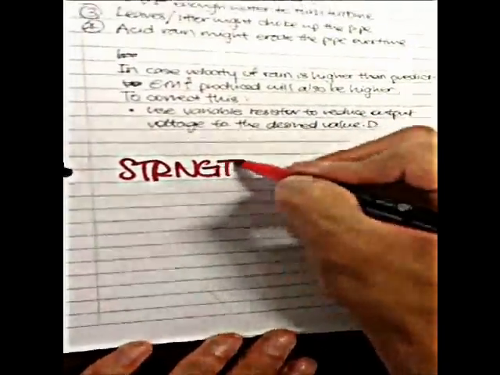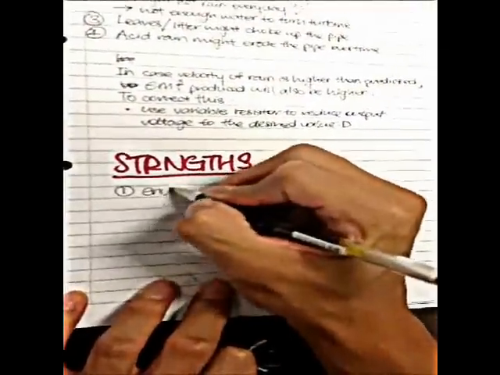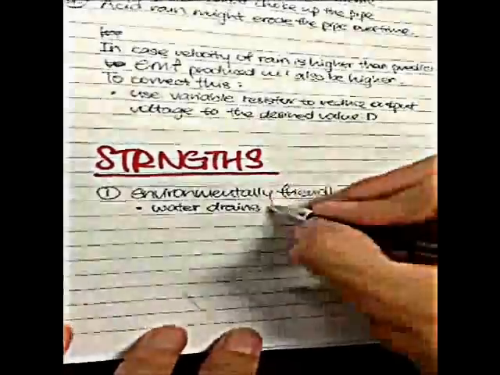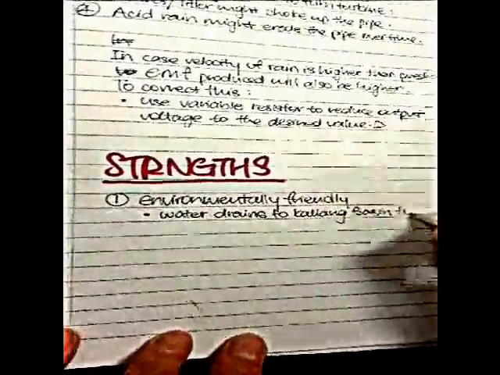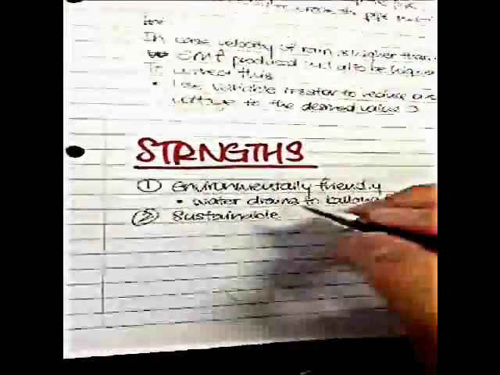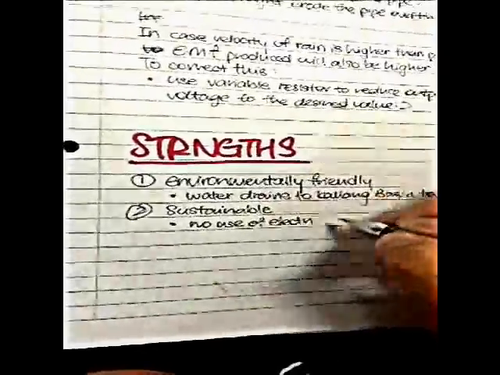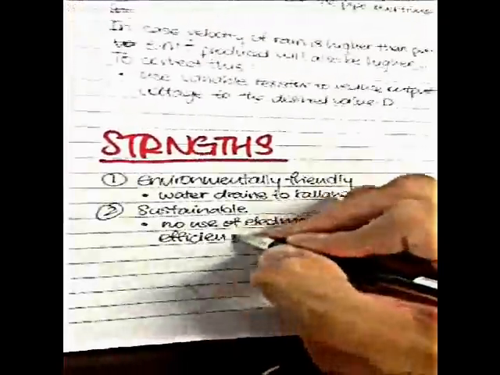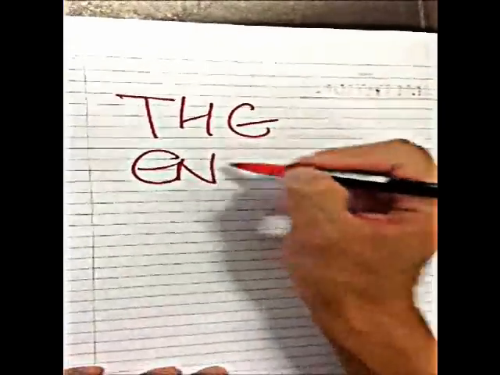The strength of our project is that our system is environmentally friendly and makes use of nature's processes to fuel the system. The water will also be recycled into drinking water, as it will be funneled into the Kallang Basin and Singapore's reservoirs. This project is also sustainable, as there is no use of electricity to run the system, thus increasing efficiency. This is the end of our presentation.